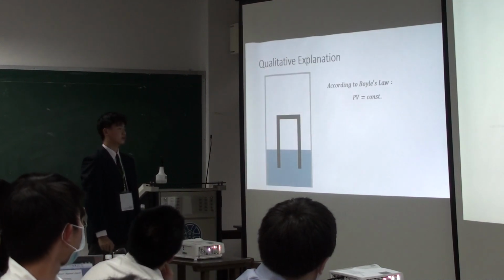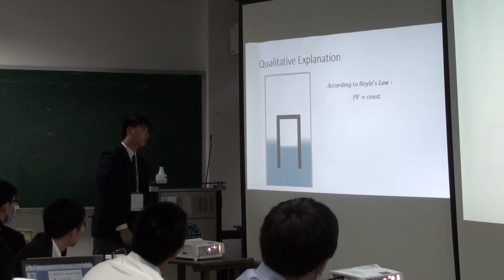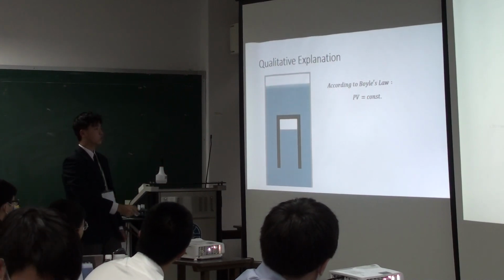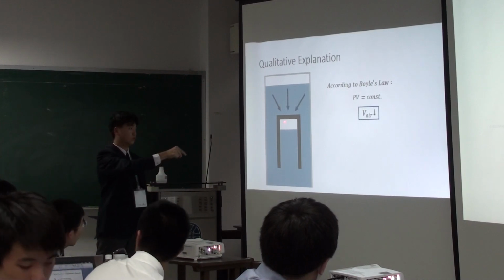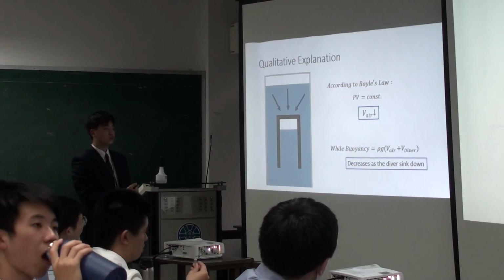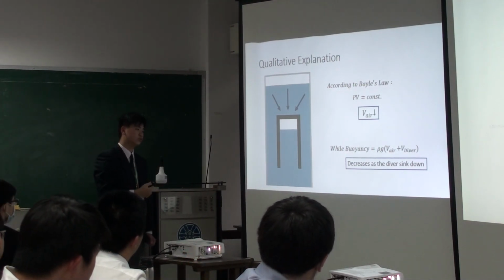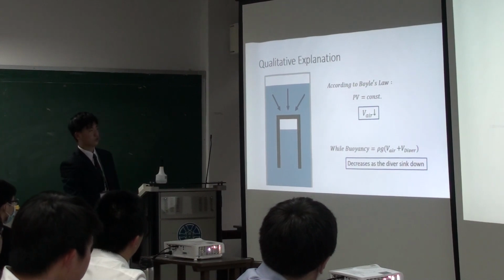And for the qualitative explanation, according to Boyle's law, PV equals a constant. Therefore, when the diver sinks, the pressure increases, which decreases the volume of the air column. As we all know, the buoyancy equals the weight of the displaced fluid, therefore when the diver sinks down to the bottom of the long vertical tube, the buoyancy also decreases.